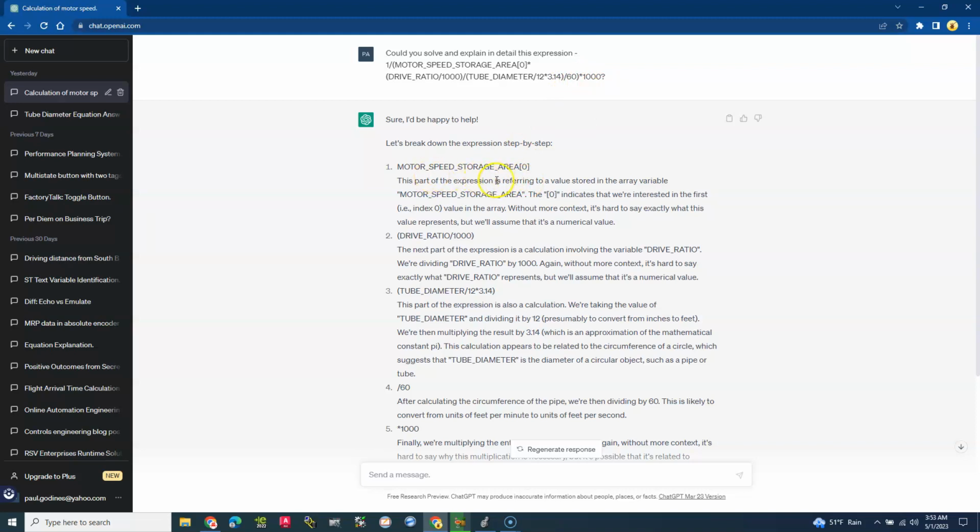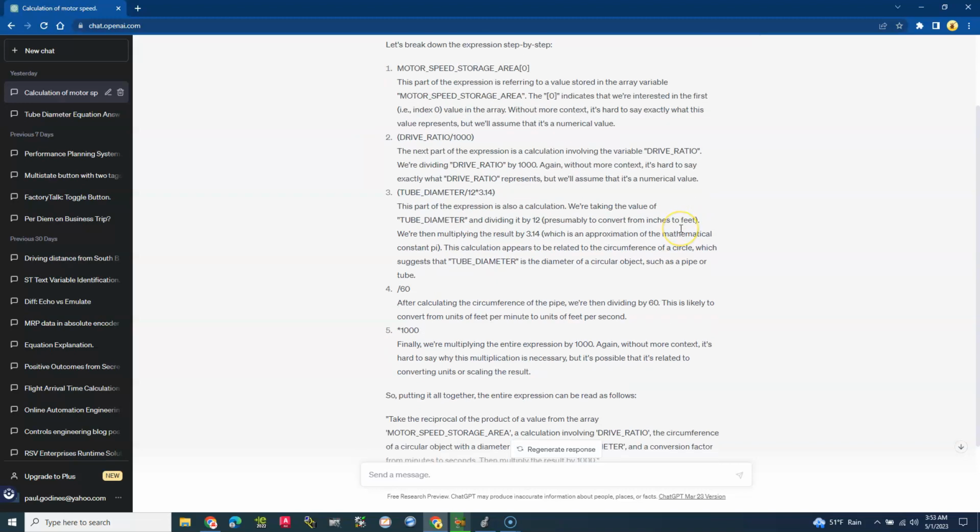So the motor speed storage area part of the expression is referring to the value stored in the array variables. Okay, motor speed storage area. The 0 indicates that we're interested in the first, i.e. index 0 value in the array. With more context, it's hard to say what this value represents, but we'll assume that it's a numerical value.